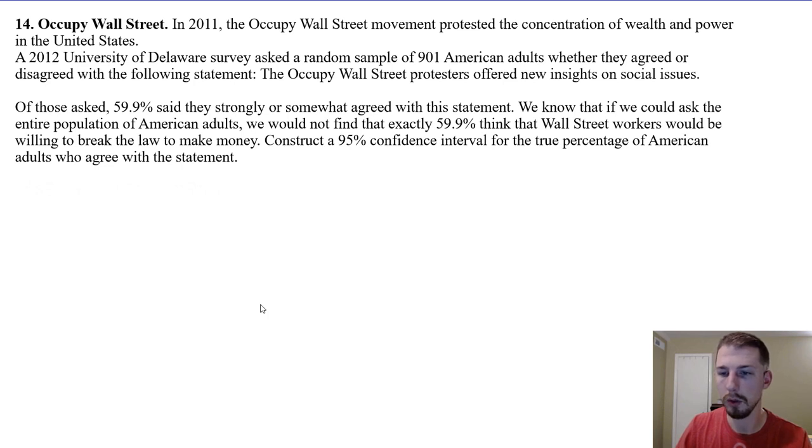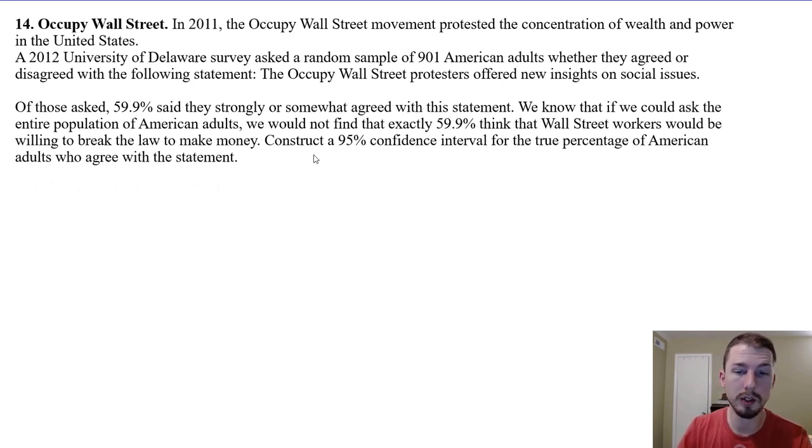We know that if we asked the entire population, so if we did a census of American adults, we would not find exactly the same as our sample, because the sample is going to vary. It'll be centered in a sampling distribution model around the true proportion, but we still don't know where the true proportion is. That's why we create confidence intervals. So we know it's not going to be exactly what our sample proportion was. That's why we have a margin of error, the plus or minus 2% or whatever we have.